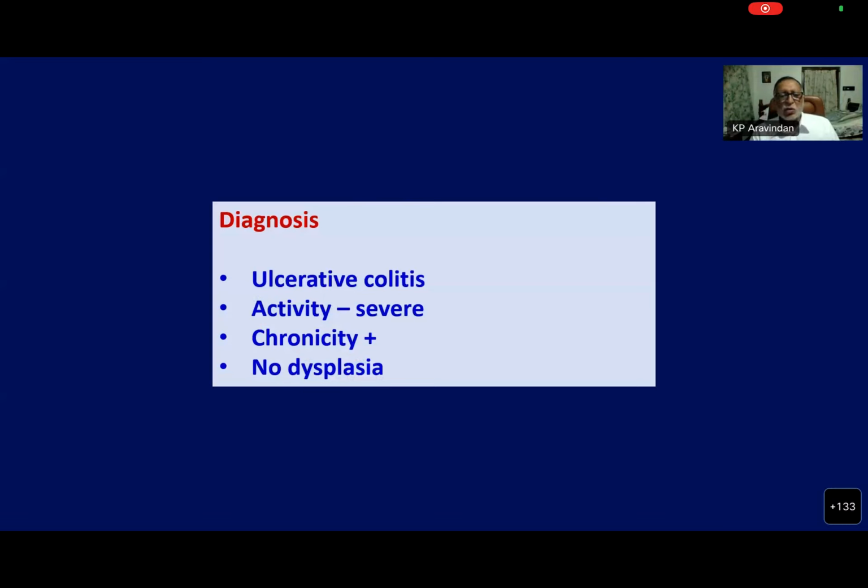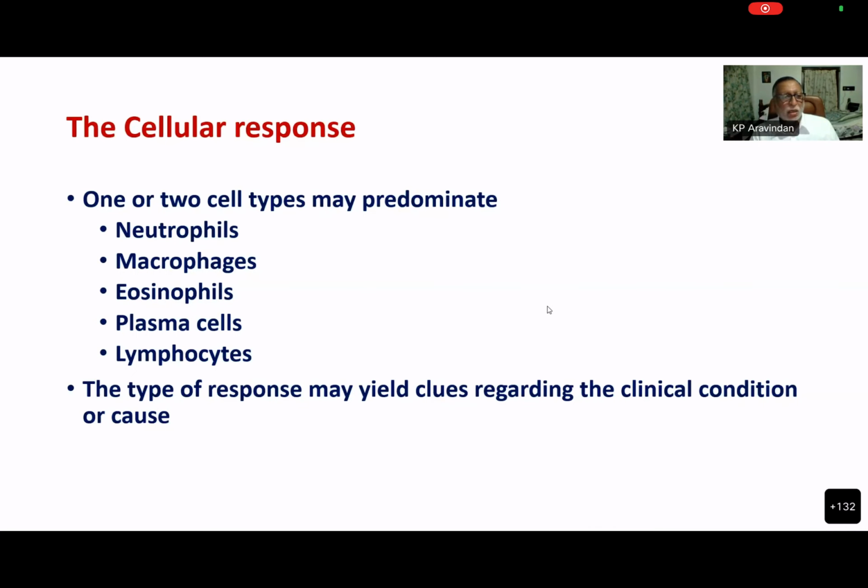So now from this I will... the main message here is that the cellular response, what kind of cells predominate in an inflammatory lesion, gives some clue regarding the clinical condition or the cause and ultimate diagnosis.